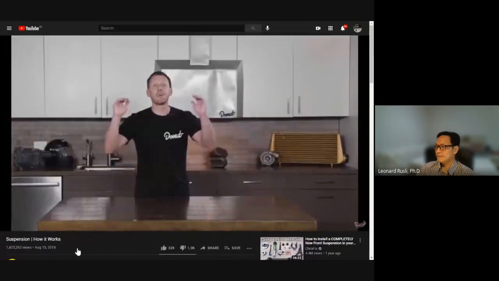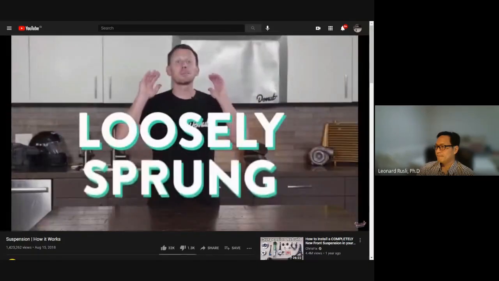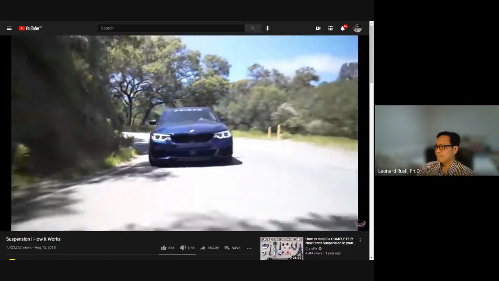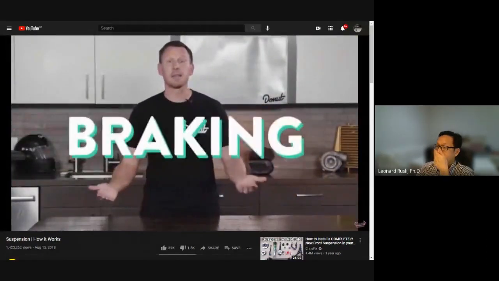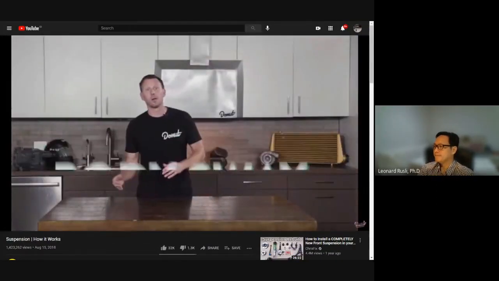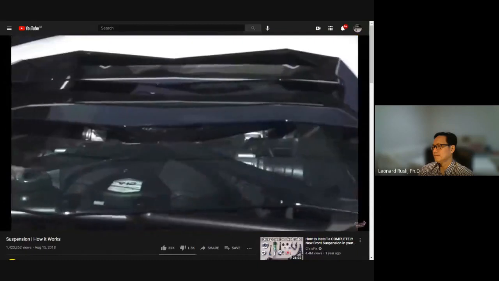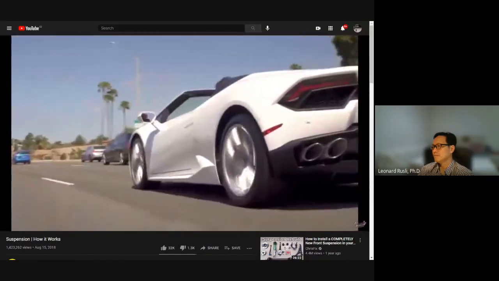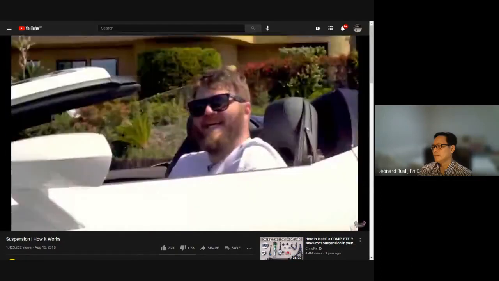Spring stiffness affects how the sprung mass responds while the car is being driven. Loosely sprung cars such as luxury cars swallow bumps for a smooth ride, but they're prone to dive and squat during braking and acceleration. It can have body sway or roll during cornering. Tightly sprung cars, like sports cars, are less forgiving on bumpy roads, but they minimize body motion so they can be driven aggressively, even around corners.